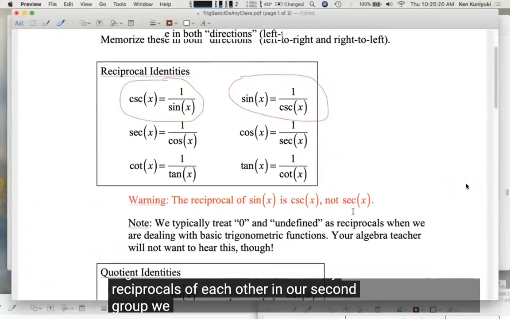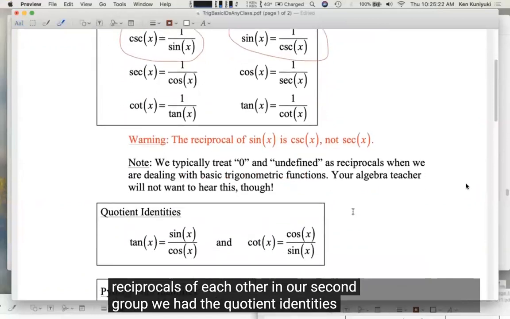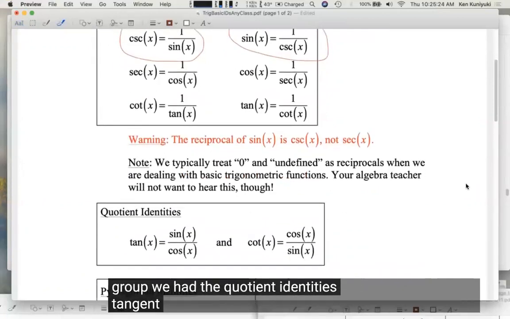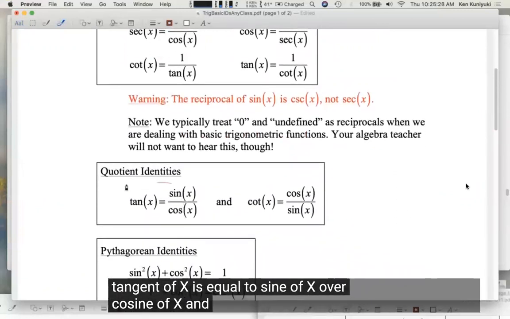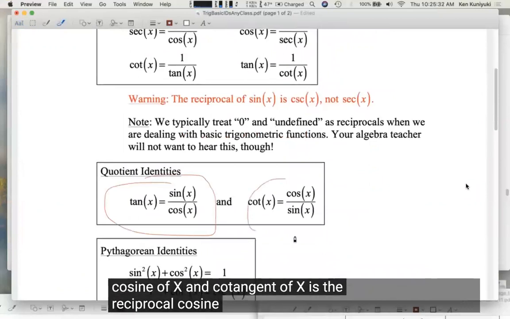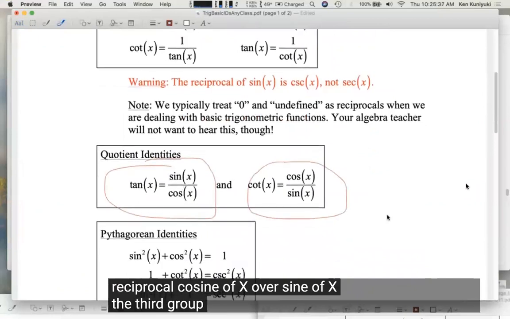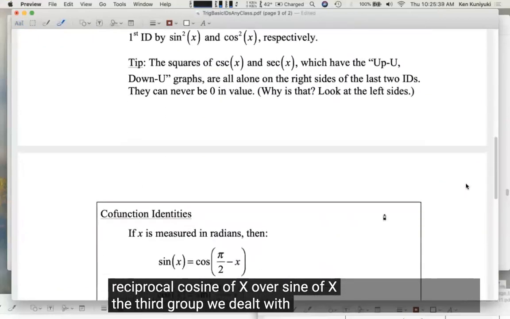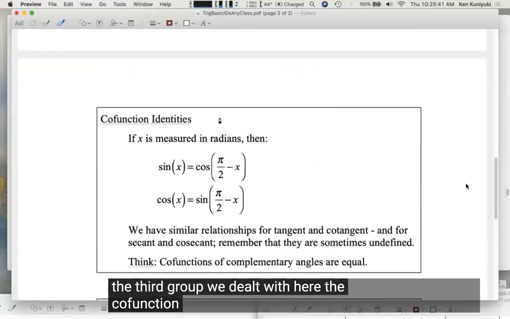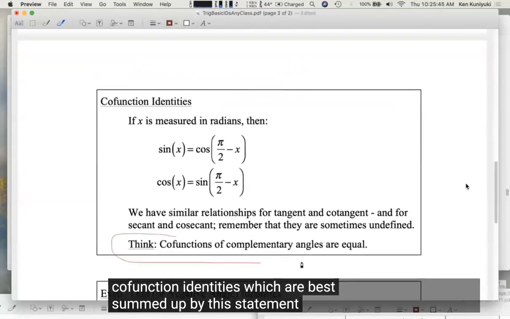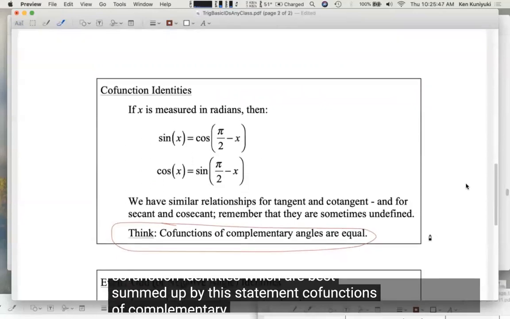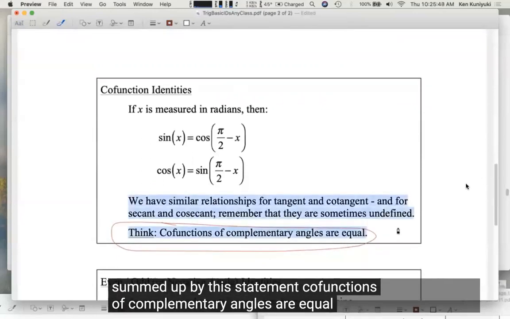In our second group, we had the quotient identities. Tangent of x is equal to sine of x over cosine of x, and cotangent of x is the reciprocal, cosine of x over sine of x. The third group we dealt with here was the cofunction identities, which are best summed up by this statement: cofunctions of complementary angles are equal.